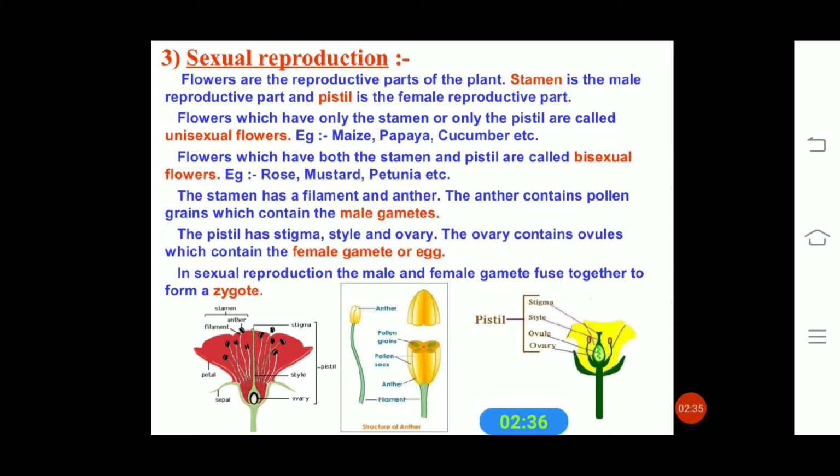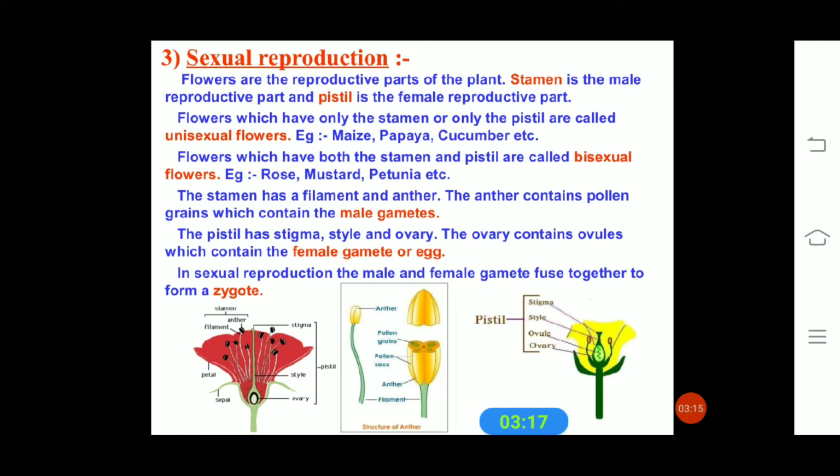So students, flowers can be classified further into two types: unisexual flowers and bisexual flowers, based on the male and female reproductive parts of the flower. First one is unisexual flowers. What is meant by unisexual flowers? Flowers which have only the stamen. You know that stamen is the male reproductive part.